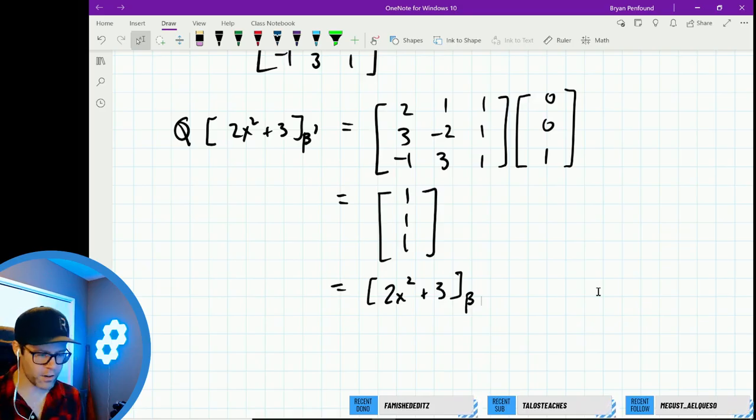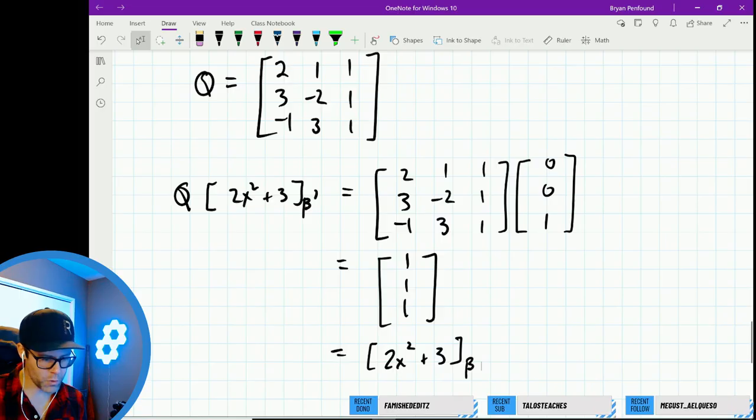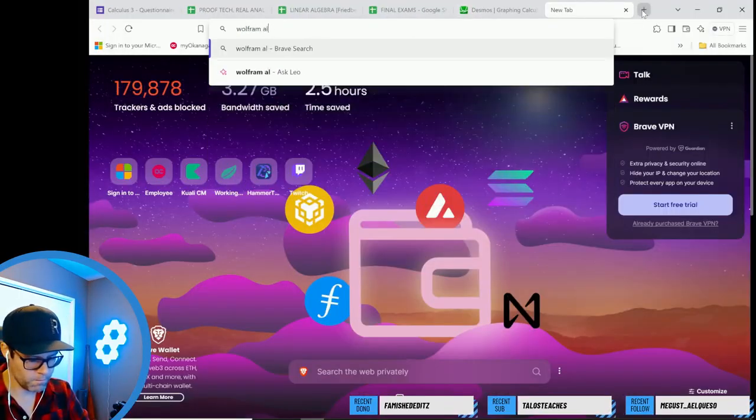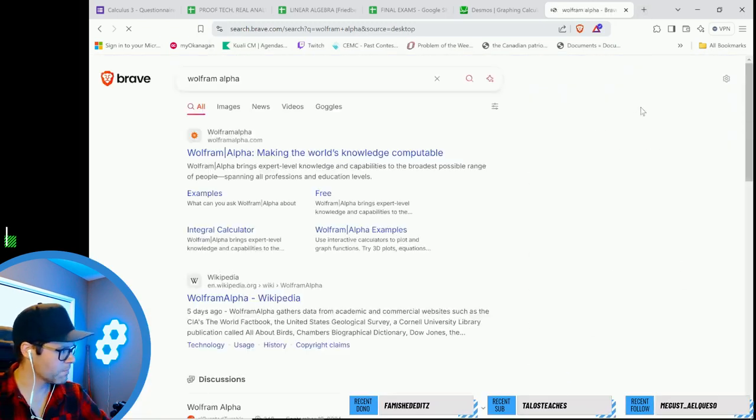Should we try to invert it? We can invert it. I would use Wolfram at this point in time. But yeah, we can invert it. You're going to use the TI-84? Sure.